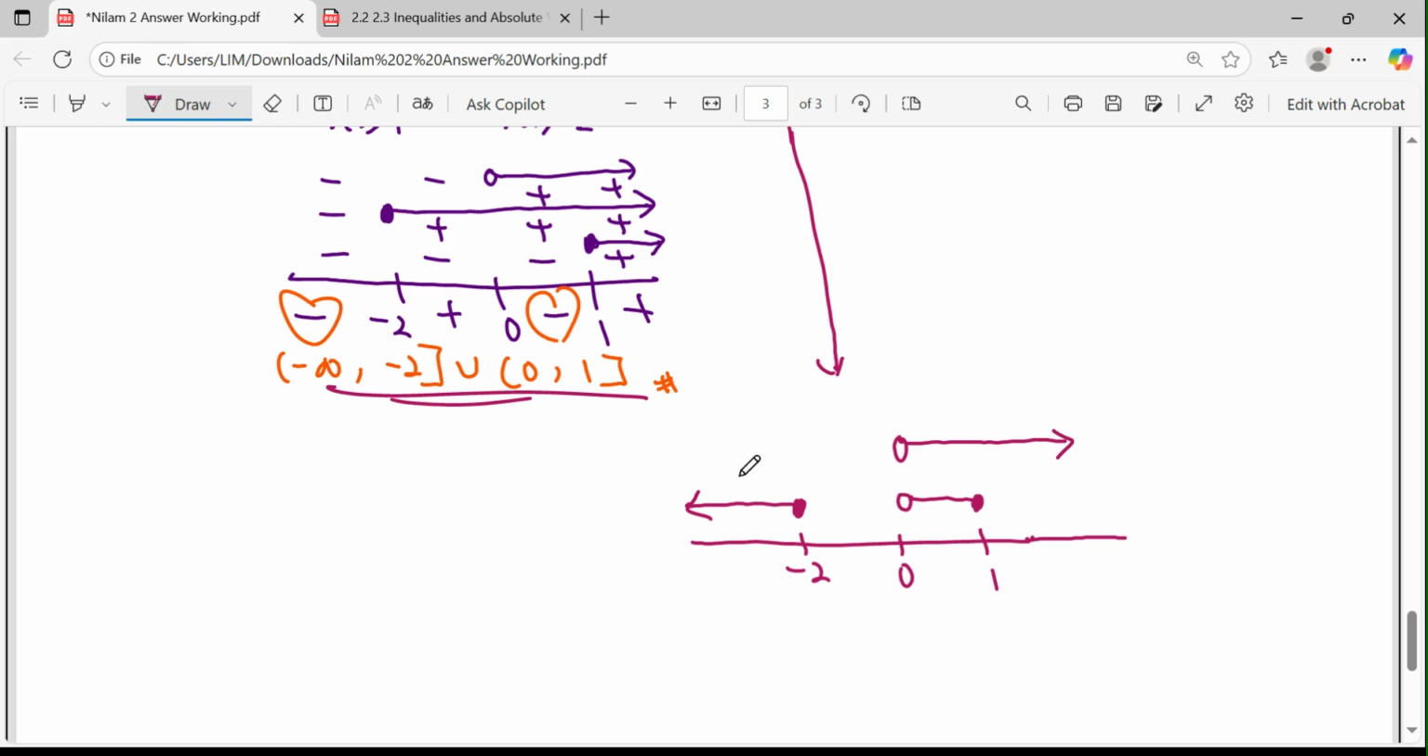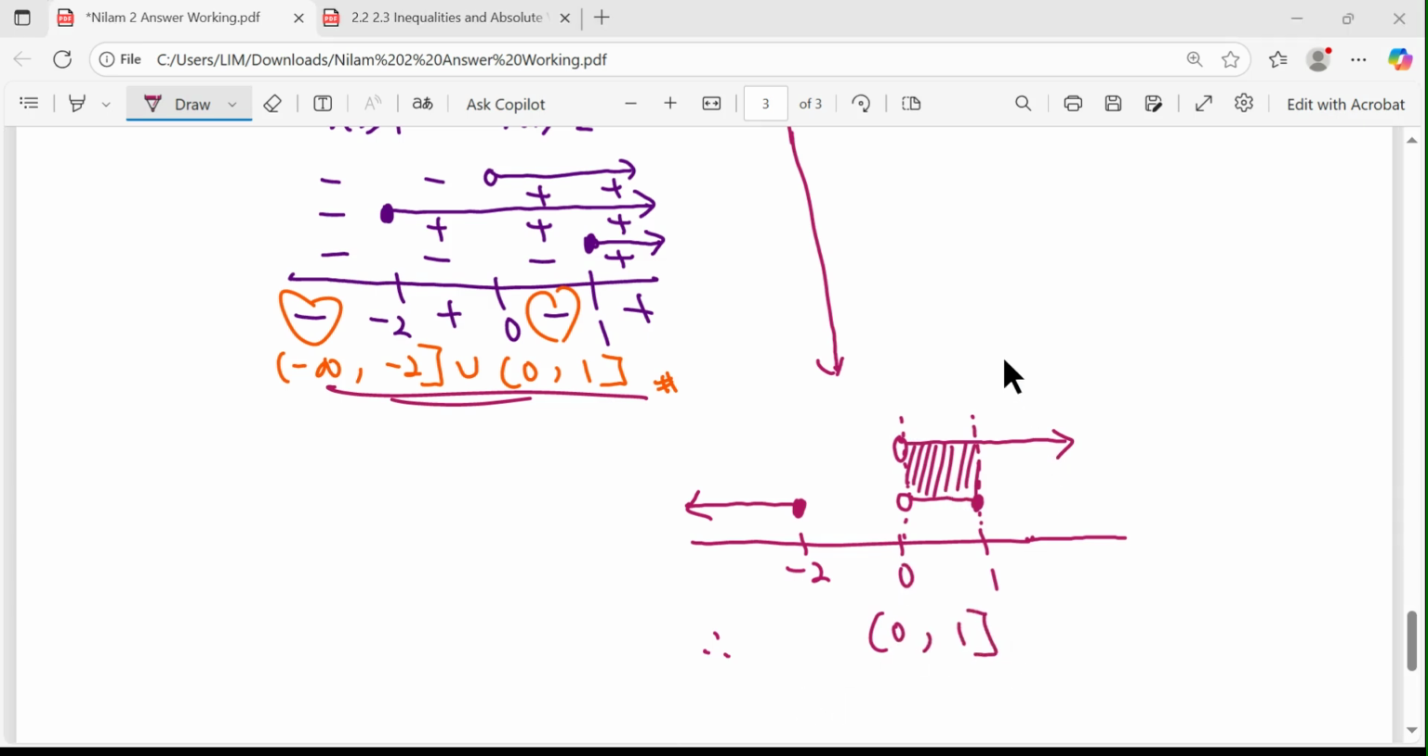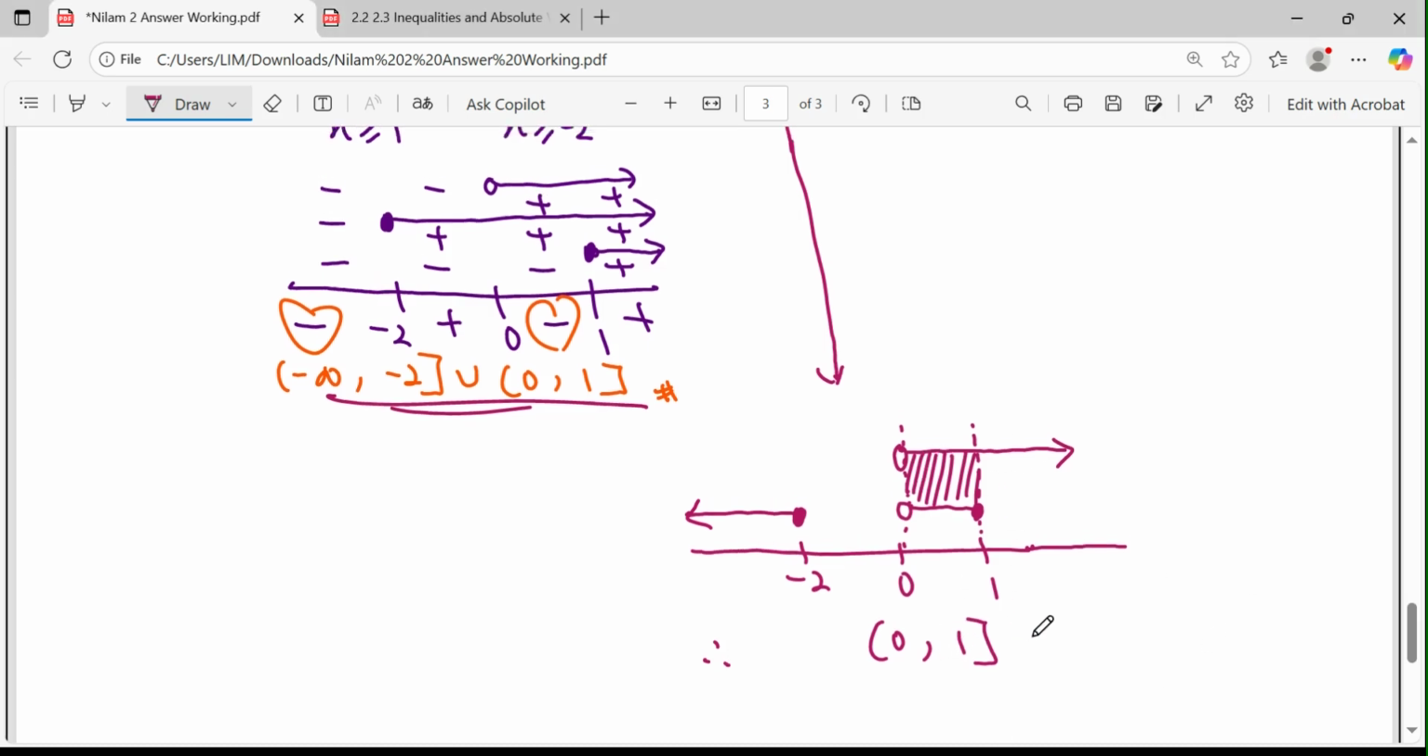Obviously, this region only has one line, no overlapping, no intersection. This also has no line, so there is no intersection. I can see intersection happens here. So this is the area that intersects until 1 only. After 1, this part doesn't have a line, so there is no intersection. So after this intersection, we can conclude the answer will be 0 until 1. So I write it in interval form.